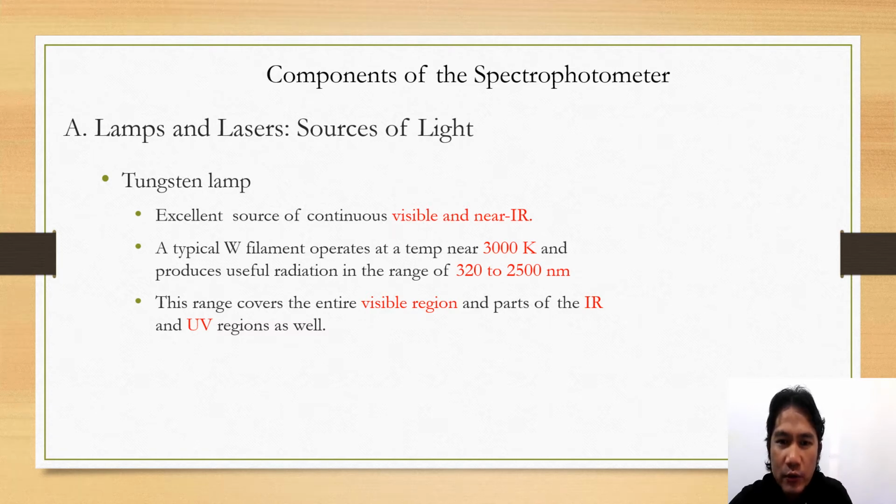When tungsten filament is heated, it gives temperature at 3000 Kelvin and it produces useful radiation from 320 to 2500 nanometers. Therefore, this covers the entire visible region and parts of the IR and UV region as well.